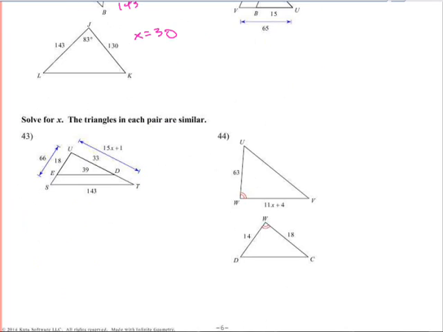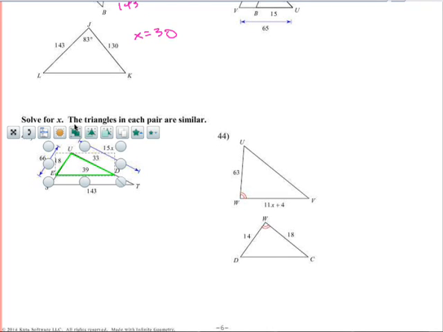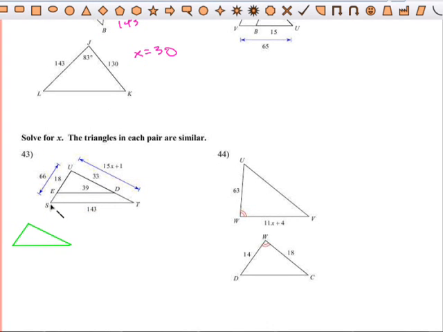Number 43, solve for x. So here I would redraw these two triangles. I think that's an important skill. I think it's really useful for you guys so that we don't get mixed up. We're talking about two similar triangles. So let's look at two separate similar triangles so that we can see everything that we're talking about. So let's move that one out. And let's draw a larger triangle, SUT.